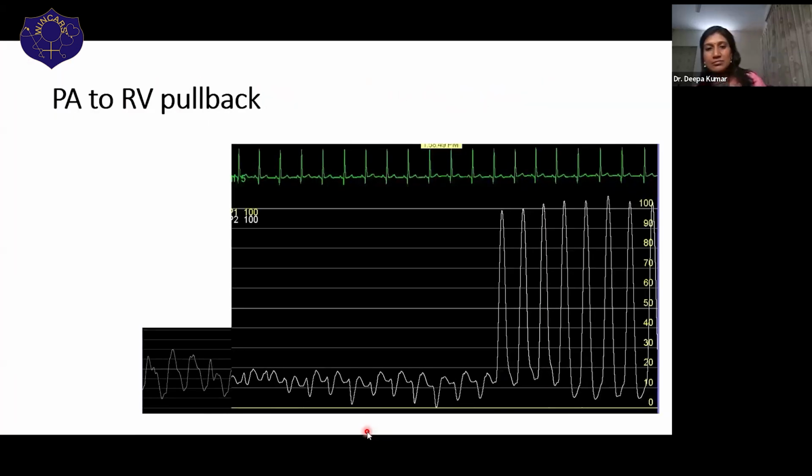Next, this is a difficult tracing. This is a pulmonary artery to RV pullback. The first part is the pulmonary artery, and this is the pullback. I had to merge the two because they were taken at two different times. So what are the findings? I can give another clue. This is post-arterial switch, and the child came back with some complication after the arterial switch. The child is 8 years old.